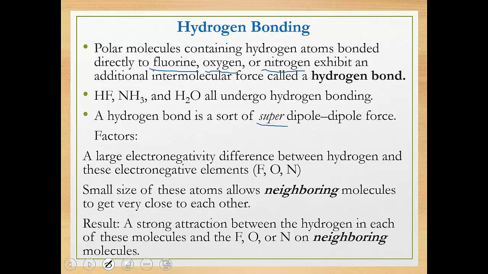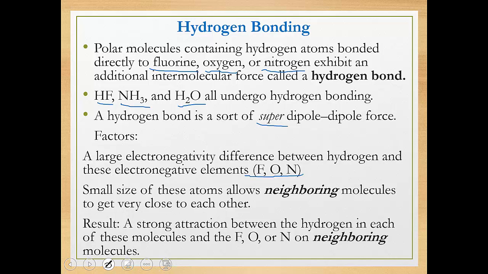Some examples of molecules that will undergo this hydrogen bonding: hydrogen fluoride, HF, hydrofluoric acid; ammonia, NH3, so remember you've got 3 of those hydrogen bonds to the nitrogen; and H2O. All of those are common substances that undergo hydrogen bonding. The reason for that, as we said, is a large electronegativity difference between hydrogen and those atoms. The other thing that helps is the relatively small size of these atoms. Notice they're all right up near the top of the periodic table. They're not big, bulky atoms.